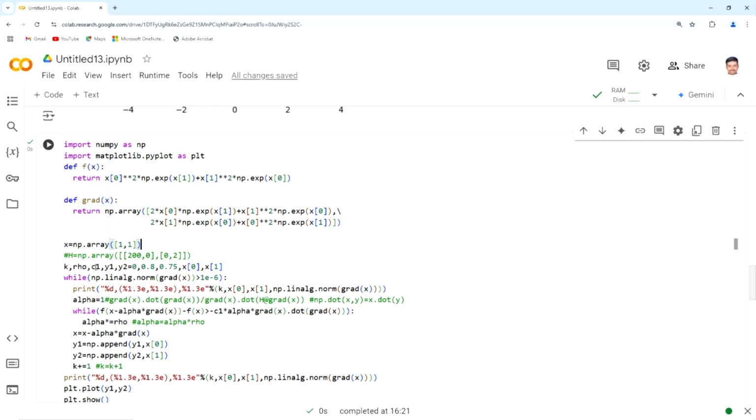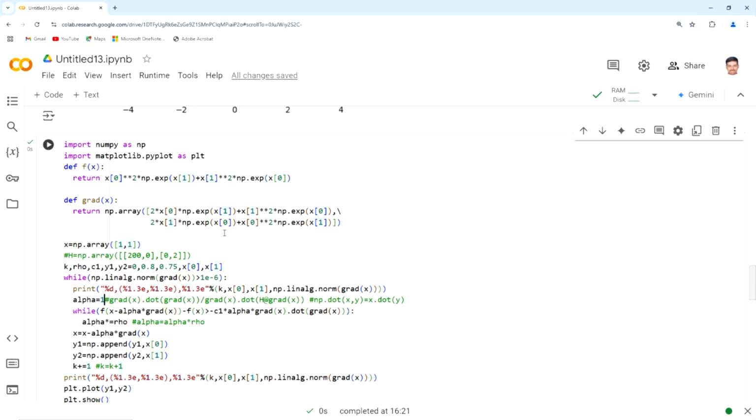And for some problems you may also have to change the values of rho, C1, and the initial value of alpha as well. That comes because of the backtracking line search initializations. Otherwise, you can put any function in the same algorithm. You can copy this algorithm, and just change f of x, grad of x, and if required the initial point, and the algorithm is actually going to give you the answer.